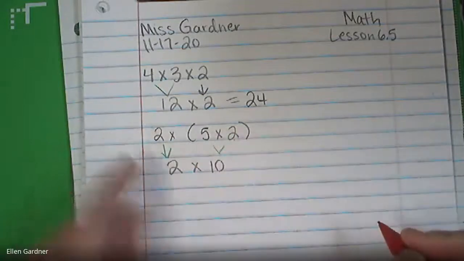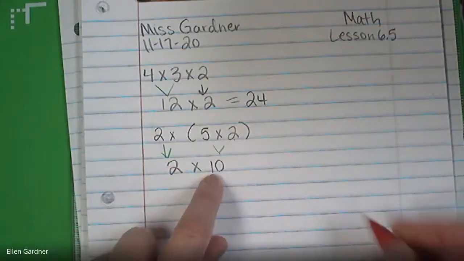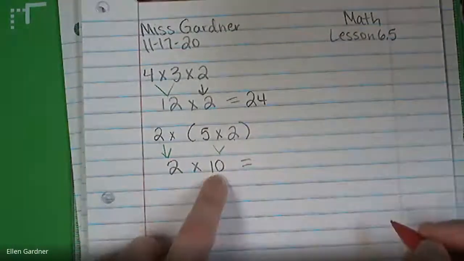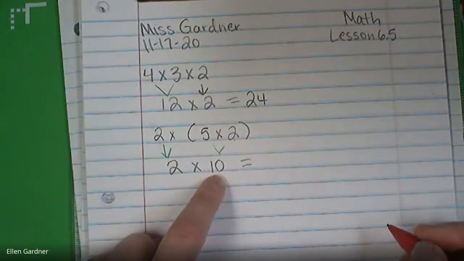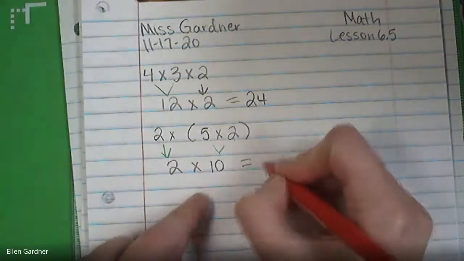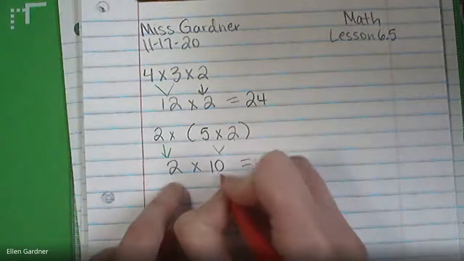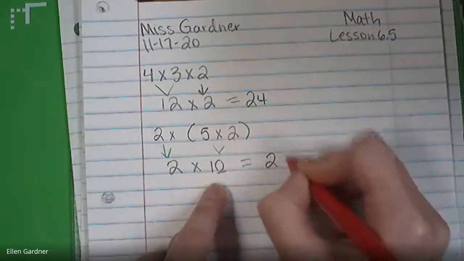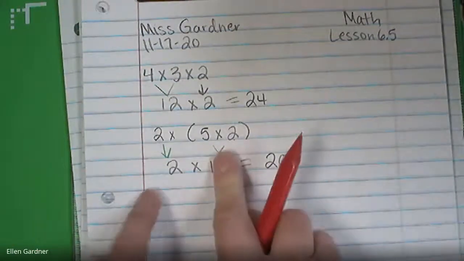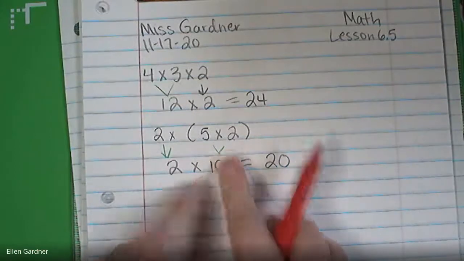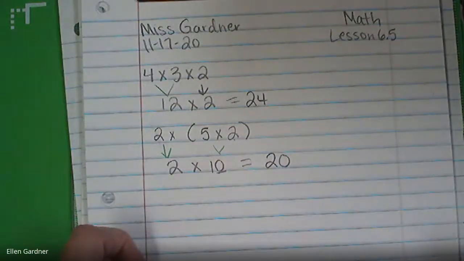In this case, it's a 2. So then we solve for 2 times 10, which equals, what does 2 times 10 equal to? 20. Excellent. Remember that the 10 rule is that we just add a 0. Think of it as 2 times 1 is 2, and then add a 0. 20.